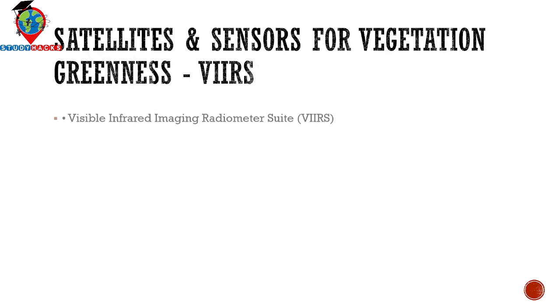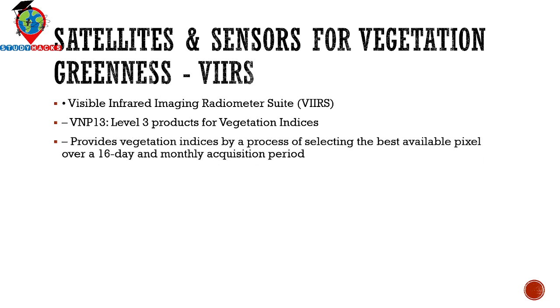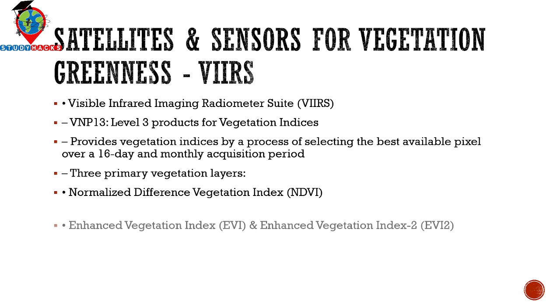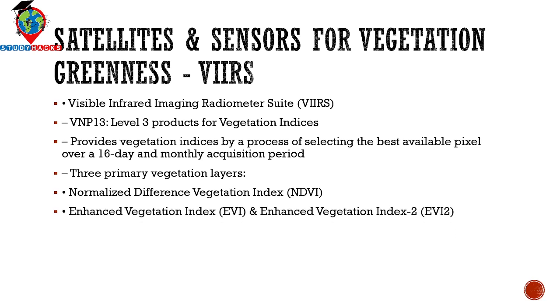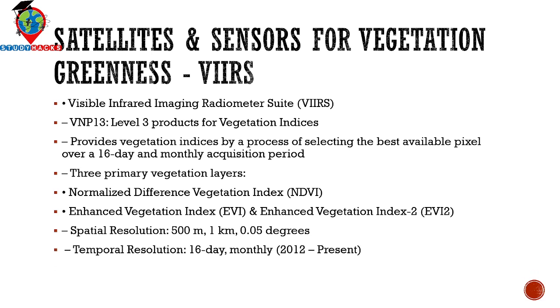Now we talk about the Visible Infrared Imaging Radiometer Suite, and how we can use it to monitor vegetation greenness. Basically, it's a level 3 product. It provides vegetation indices by selecting the best available pixel over a 16-day and monthly acquisition period. Three primary vegetation layers are provided: NDVI, EVI, and EVI2. Spatial resolution is 500 meter, 1 kilometer, and 0.005 degrees. Temporal resolution is 16-day and monthly, and it's available from 2012 to present.